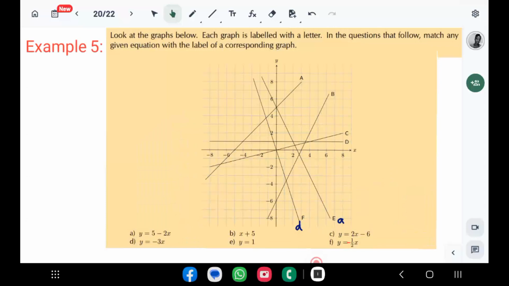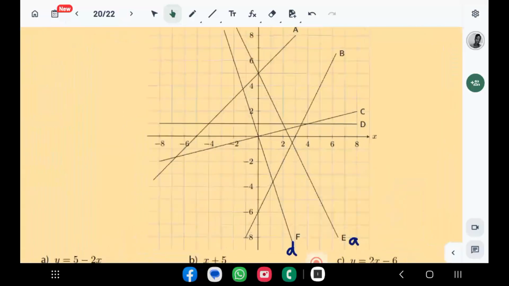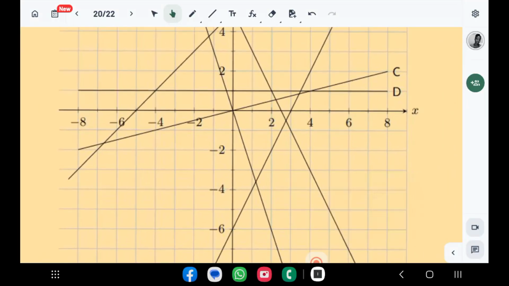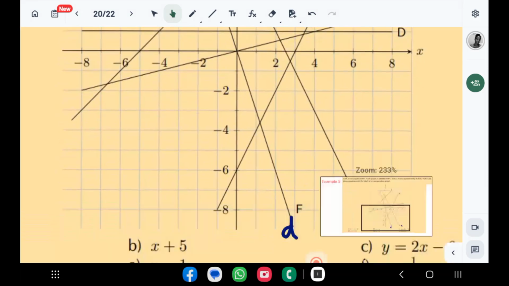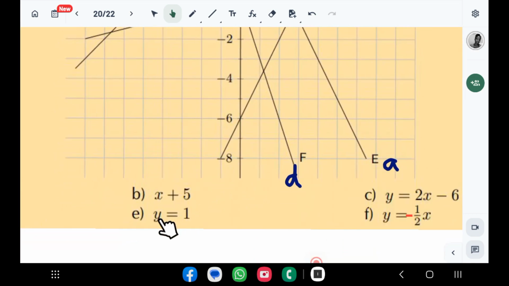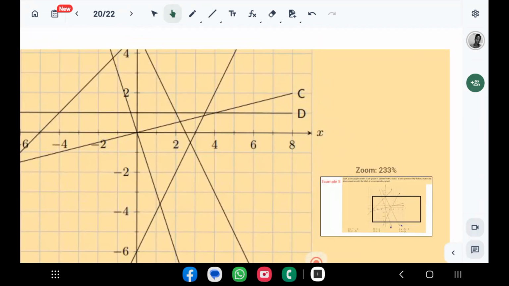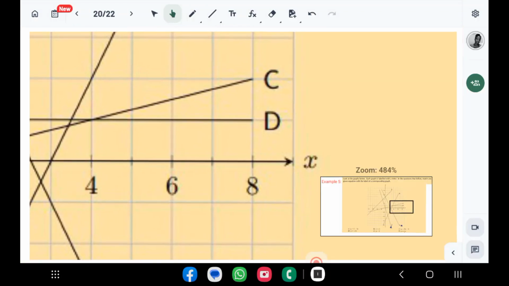We're done with the negative gradient graphs. And then you've got the one that has no gradient, number D, and it has y equals 1. There, that's number E. So D goes with number E.